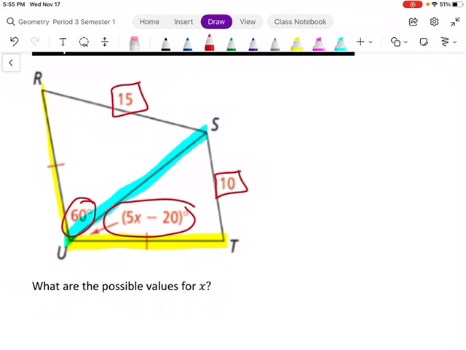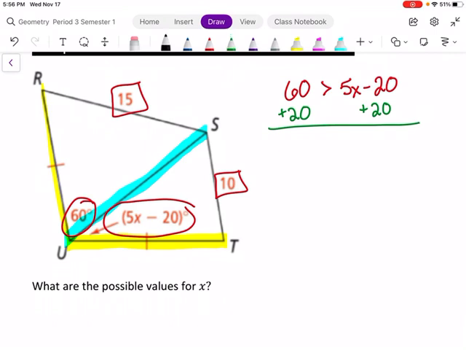For this, your inequality should have said that 60 is greater than 5x minus 20. So then we need to find the possible values for x. So we need to solve this inequality to get x by itself. Now, I know that might look intimidating, but it is the same thing that we would do to solve an equation.